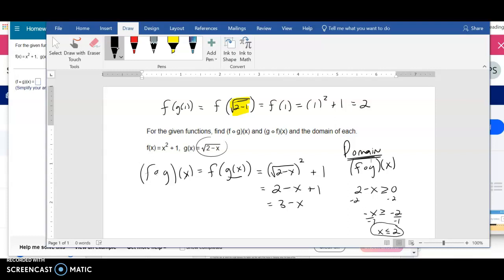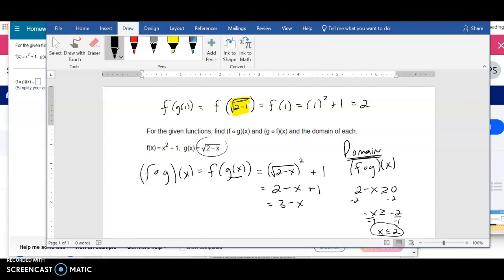All right, and that should make sense. Plug in numbers less than 2. 1's okay, 0's okay. Negative 5 would be okay, right? Because 2 minus negative 5 is positive 7. Square root of positive 7 is good. Okay, so this is the domain of g.